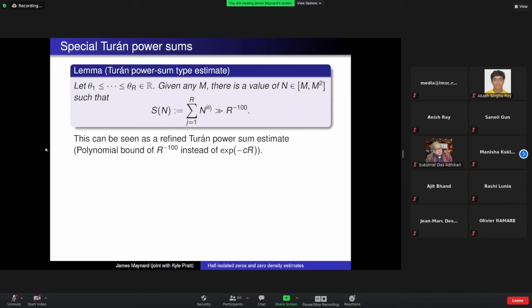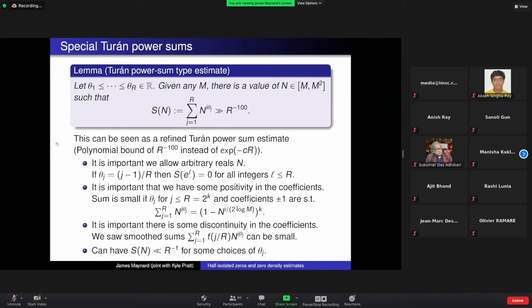So maybe a few remarks. Traditionally in Turan power sums, you look at integer powers of some fixed complex numbers. So you may be thinking about evaluating this sum S at powers of e, so maybe e to the L for integers L. But then the lemma would be false if you restricted to just a discrete set like this.